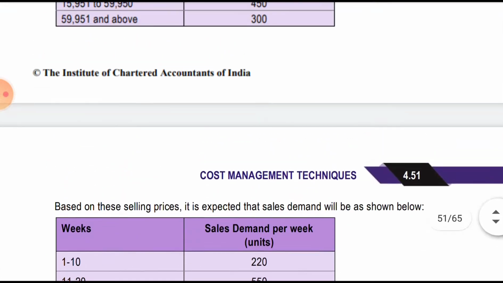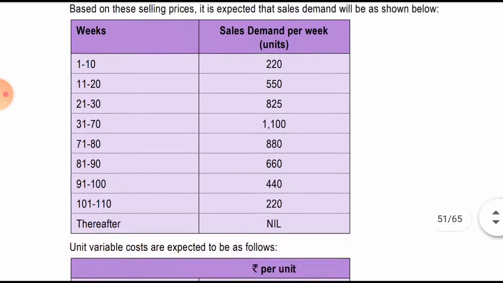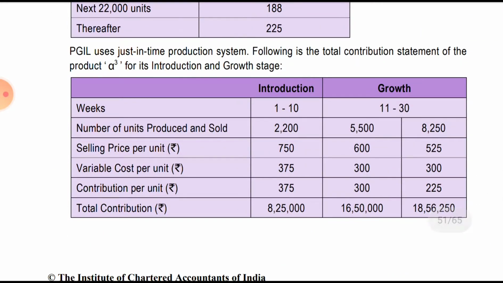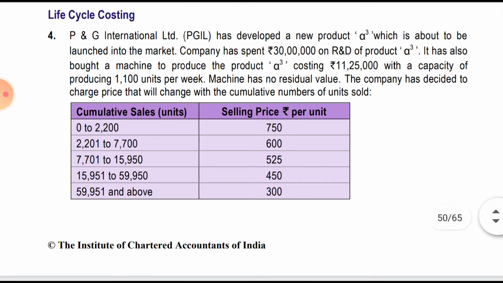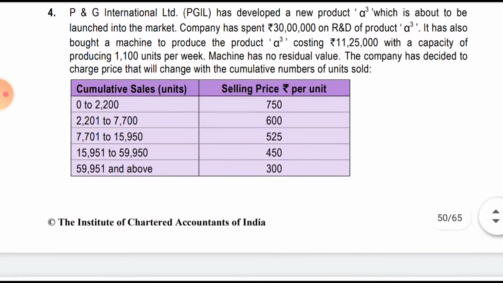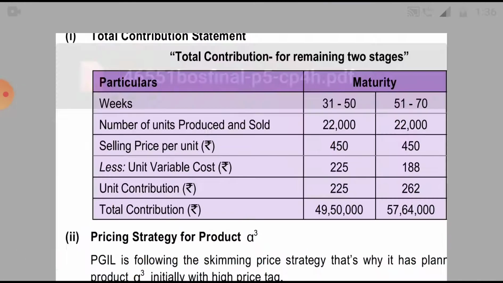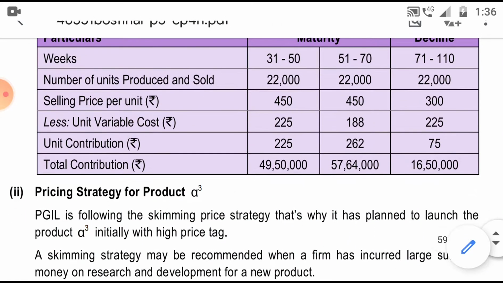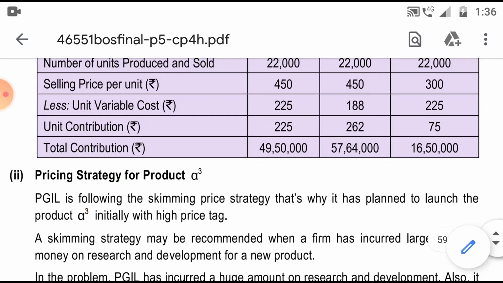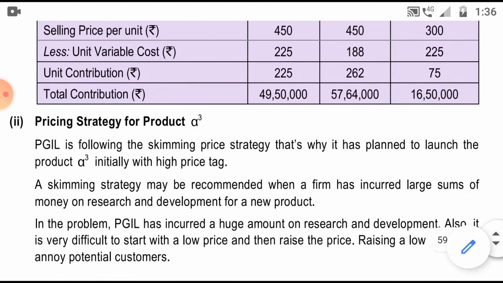For the next, see, till 525 it is done, 8,500. Then after that it will fall to 450 price, and then 300. So the selling price is 450, 450, and the declining stage selling price will be 300. Unit variable cost 225, 188, and 225. Once you go through the table below, you can easily prepare this. Unit contribution is selling price minus variable cost, and the total contribution we simply got by multiplying the contribution with the number of units, so we get the unit contribution.